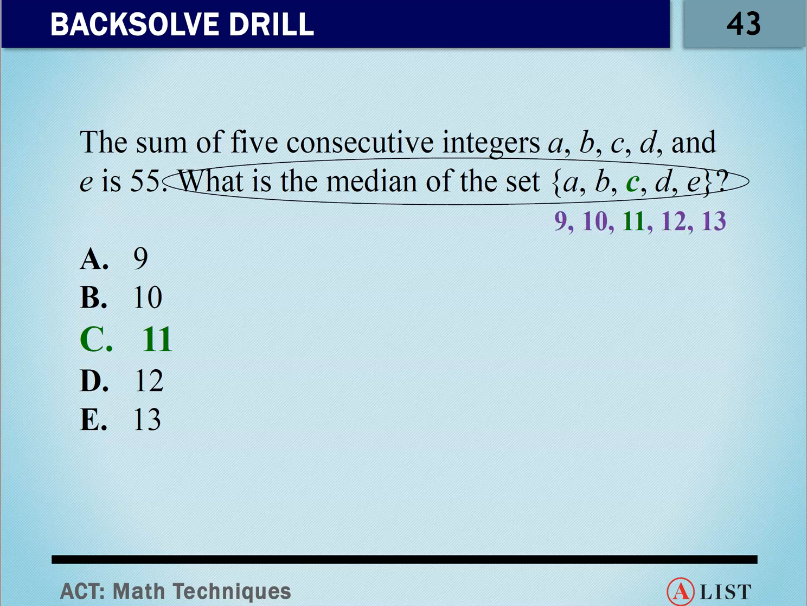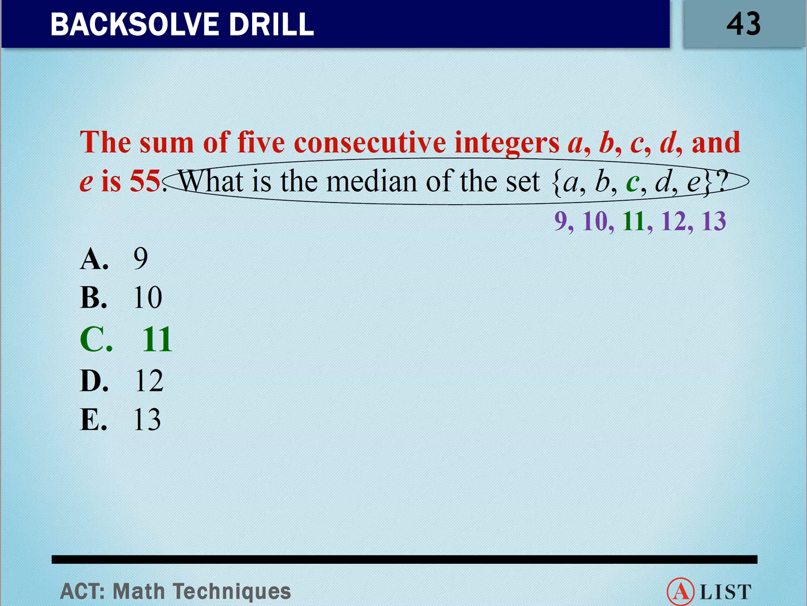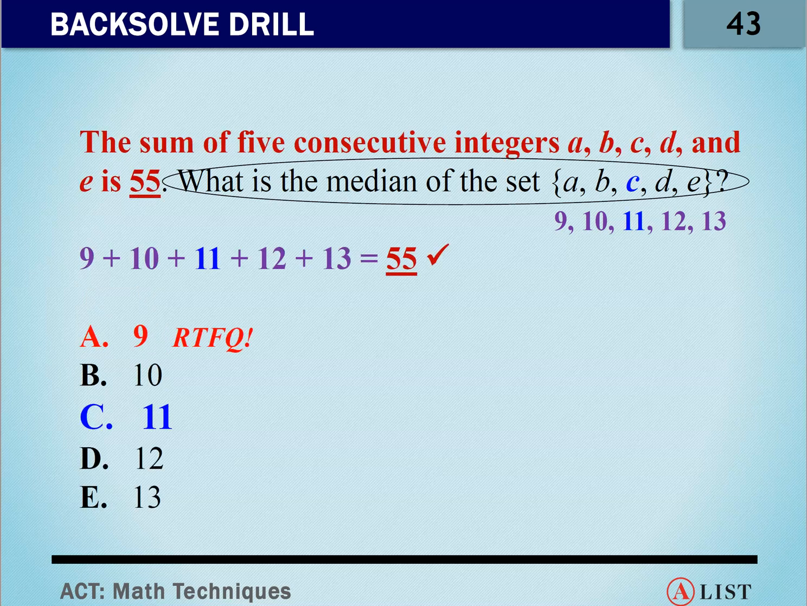So if that's 11, that means A is 9, B is 10, D is 12, and E is 13. Do those add up to be 55? And sure enough they do. It adds up. So be sure that you're answering the question. It's asking for the median, not the least number. So if you had said A, 9, you're not asking for the least of those, but you're looking for the median.